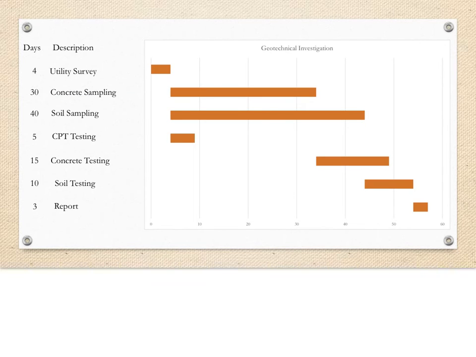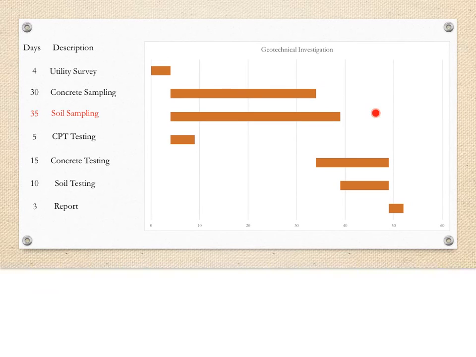So let's look at our original scope without the resource leveling. If we reduce a task on the critical path, we can shorten the overall length of the project. So let's look at shortening the length of the soil sampling from 40 days to 35 days. This brings the soil testing backwards in time 5 days. And it also brings back the last task, report writing, and overall due date from 57 days to 52 days. So let's look at the costs associated with this reduction.